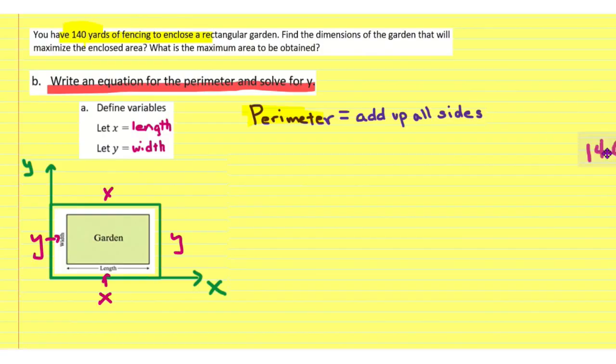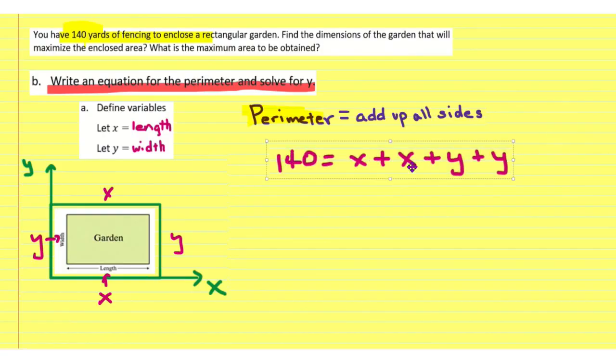So I'm going to write it like that. 140 is what the total perimeter is equal to. And then I'm going to add up all those sides: the x plus the x plus the y plus the y. And so it gives me this formula or this equation.